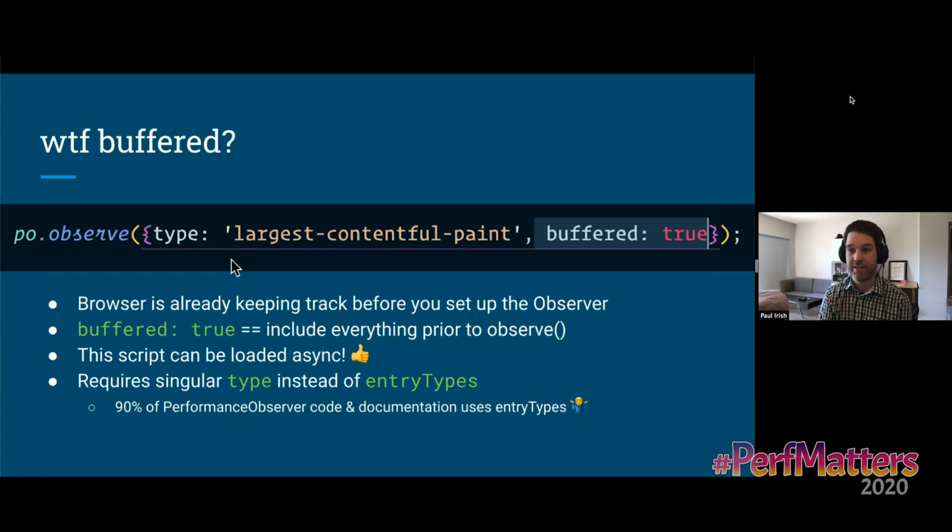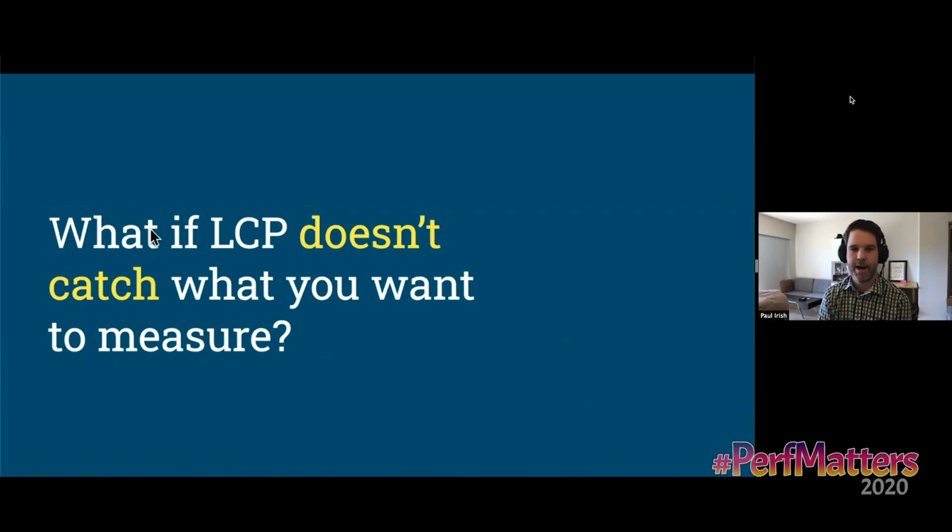It's kind of the new pattern: buffered and a single type. So if you want to listen to multiple types, just set up multiple observers. That's about it.